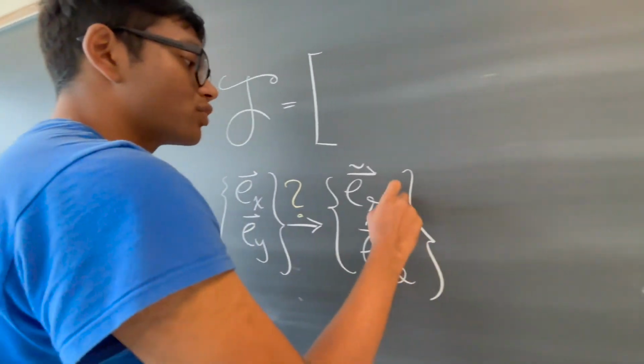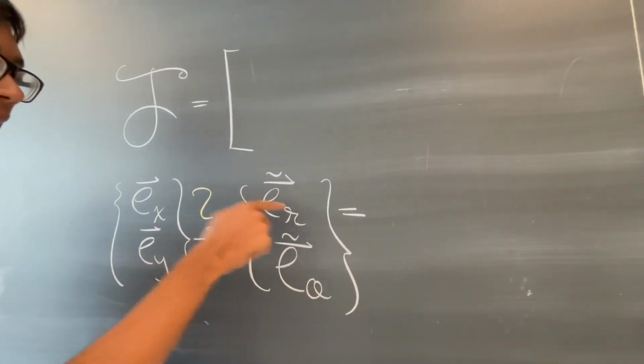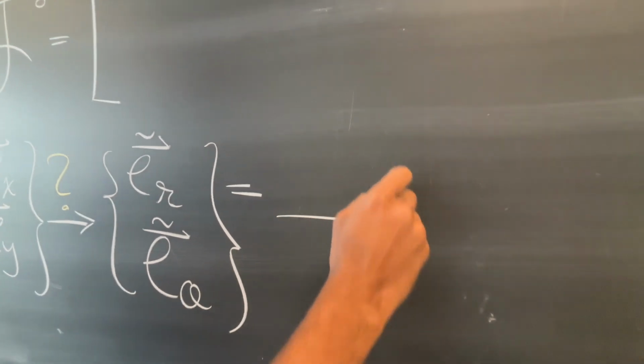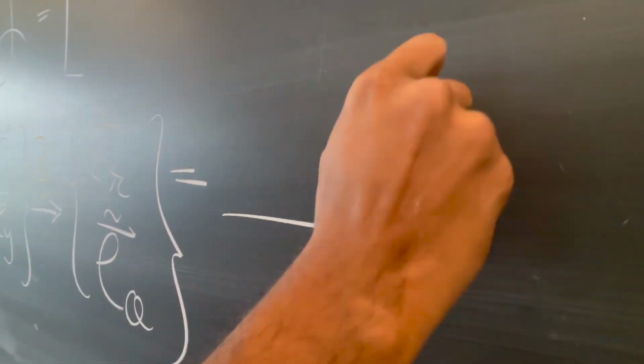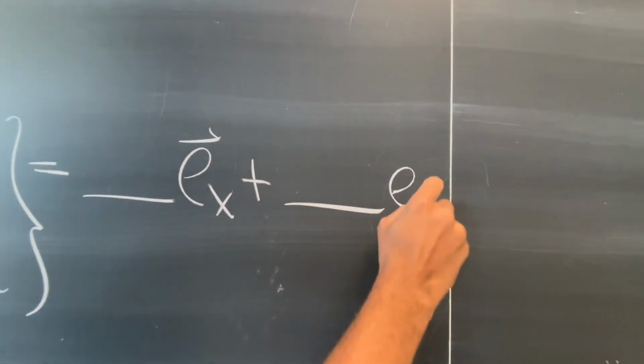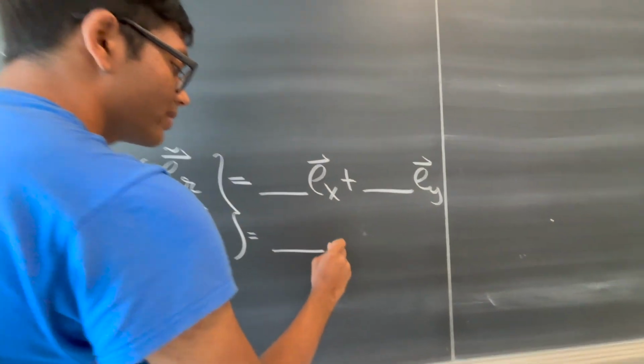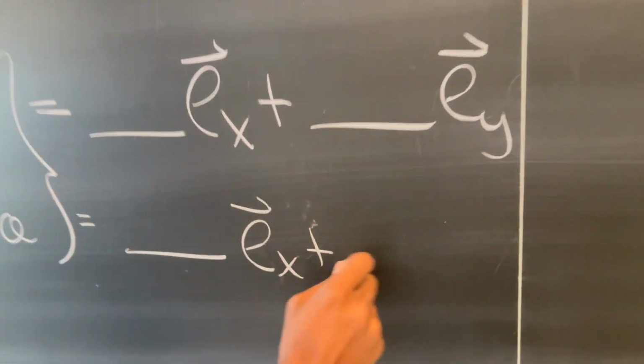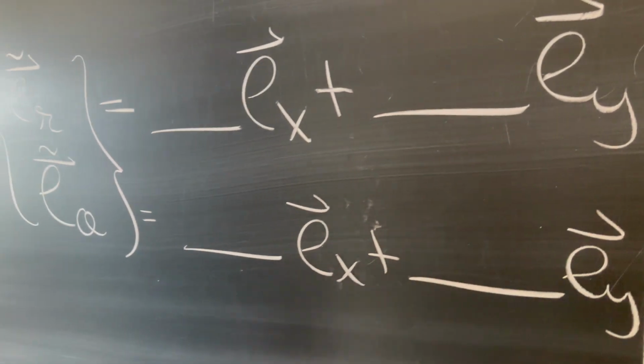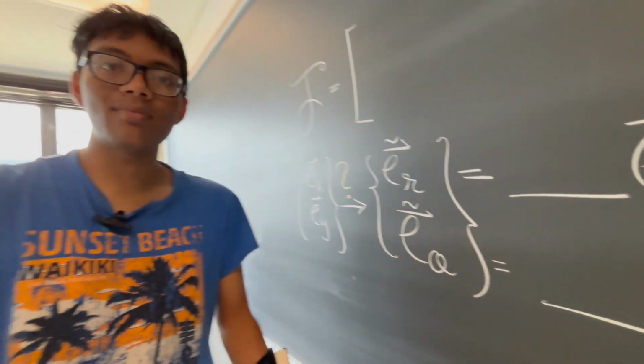So we can express E sub r as a linear combination of some amount of the E sub x vector and some amount of the E sub y vector. Similarly, we can express E sub theta as some amount of the E sub x vector and some amount of the E sub y vector. Now here's the magic idea.